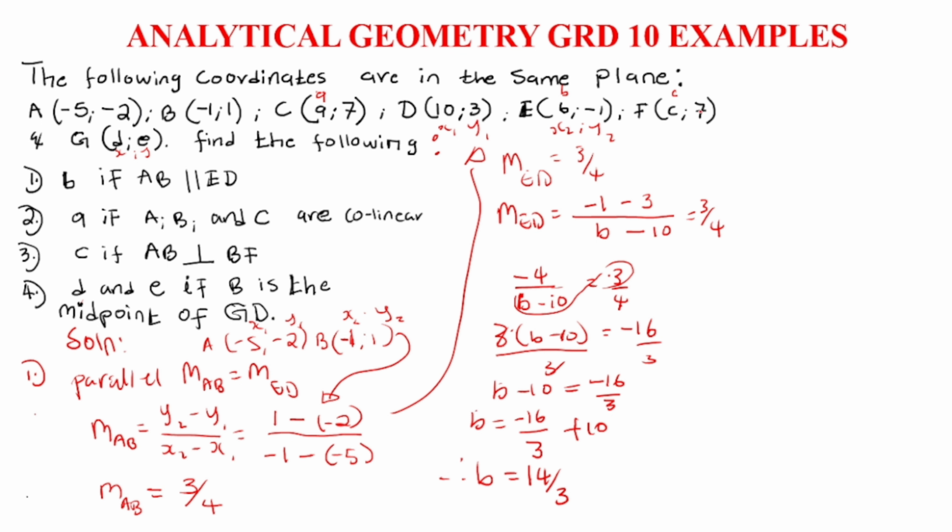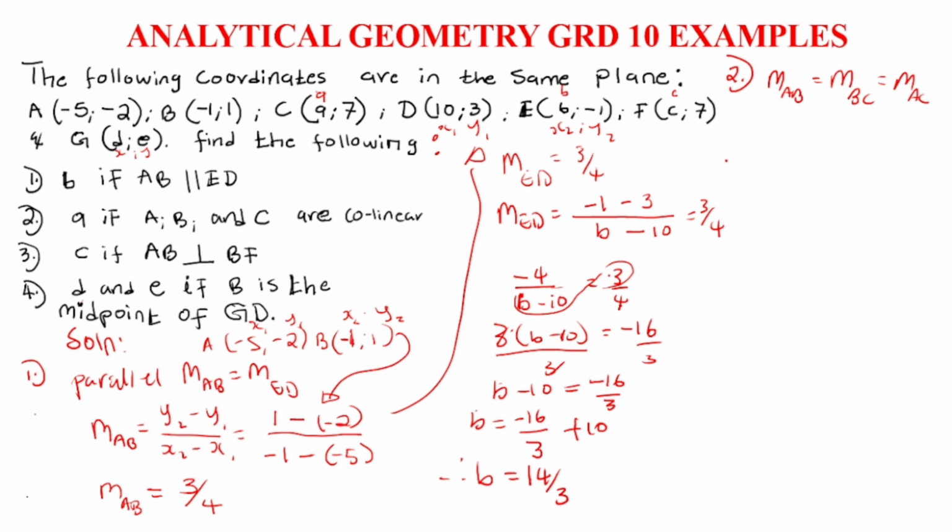Okay. So now let's have a look at question number 2. Question number 2 says we need to find a if A, B, and C are collinear. Collinear. What does collinear mean? Collinear simply means that the gradient of AB is equal to the gradient of BC, which is also equal to the gradient of AC as well.